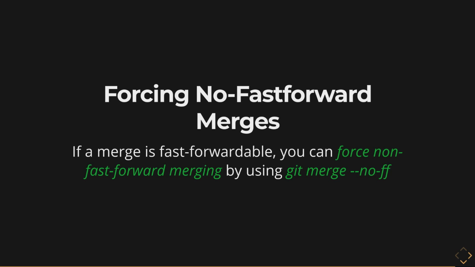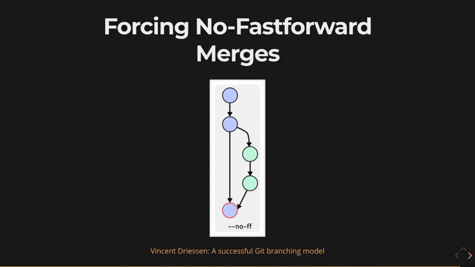Before we actually go ahead and run an experiment on our own computers, and we do this in real life, there's one thing I want to point out, and that is if a merge is actually fast forwardable, you can force Git to create a merge commit anyway, not just move the branch, but create a merge commit by using the --no-ff flag. Git merge --no-ff is going to force the creation of a merge commit.